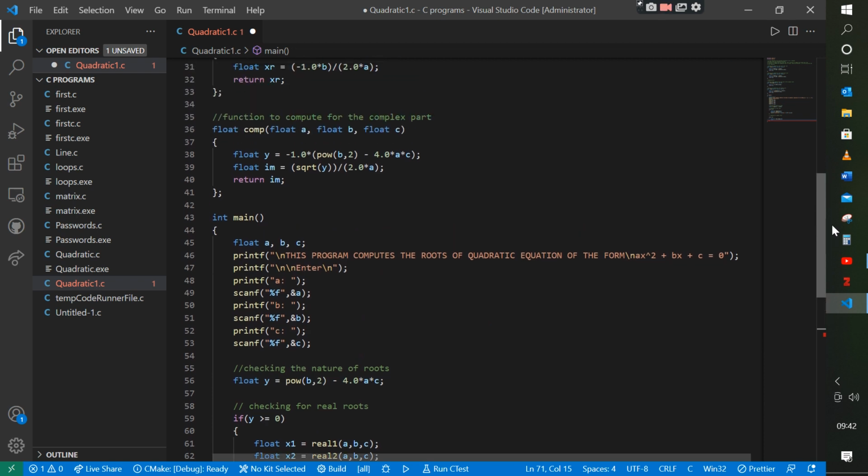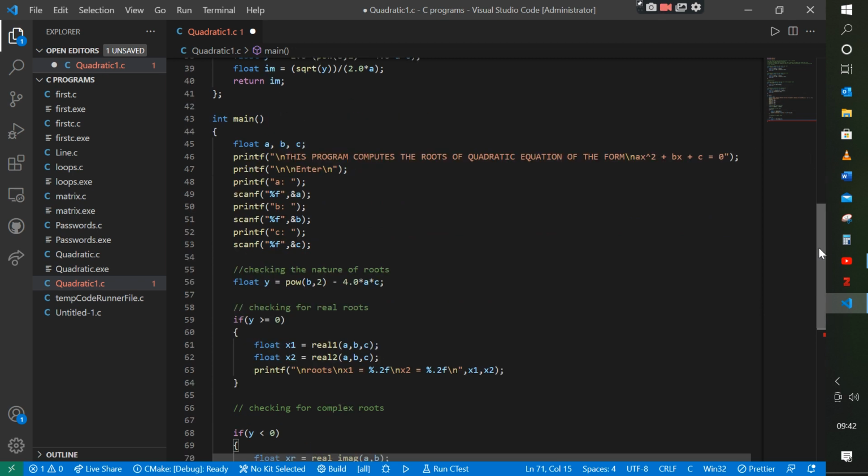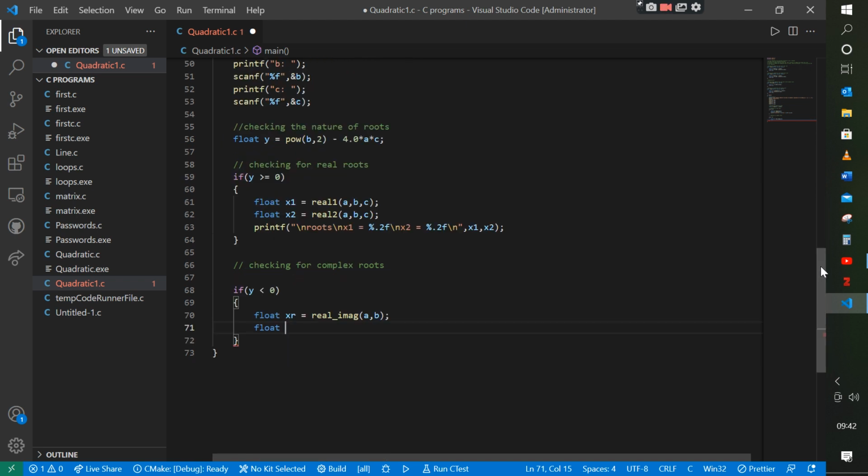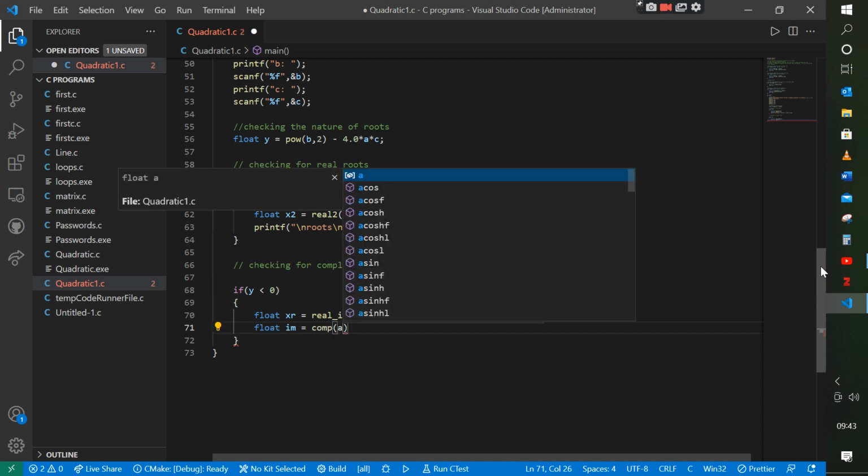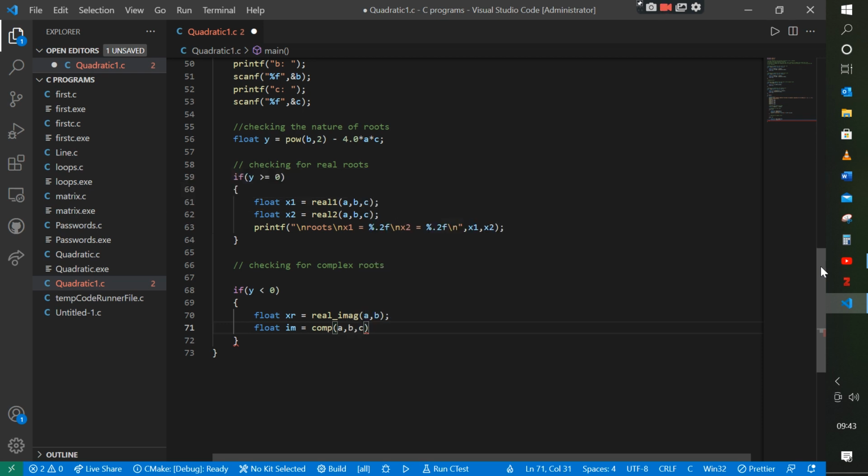Then we also want the imaginary part. We can call it im, and the function to compute it can only accept three arguments, A, B, and C. You have to terminate there. Then after that, we are going to print the answers.